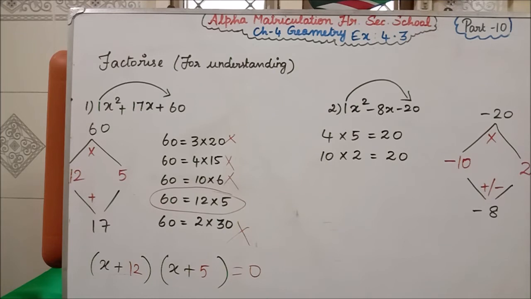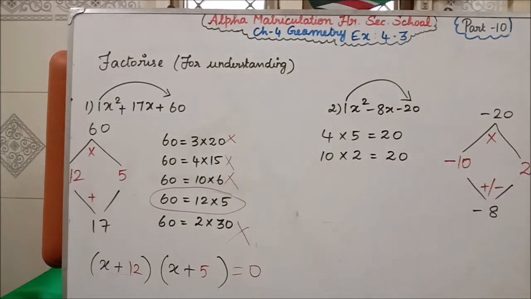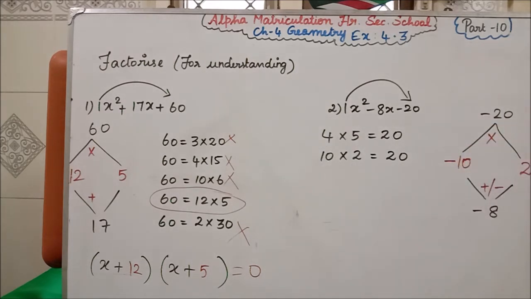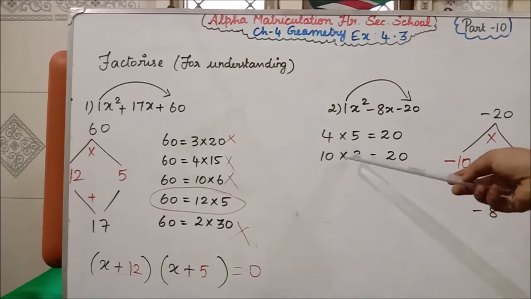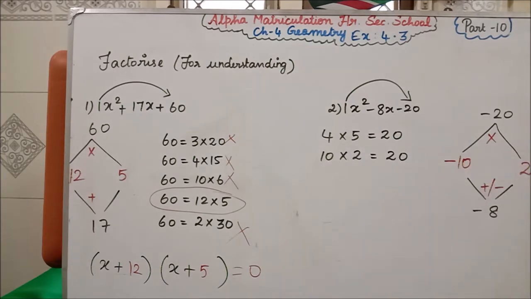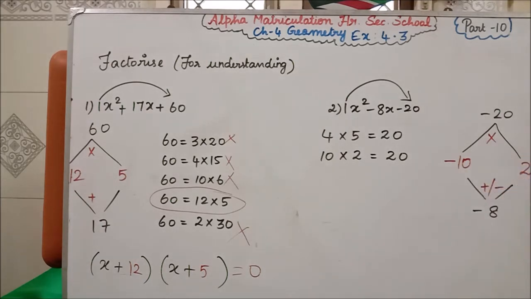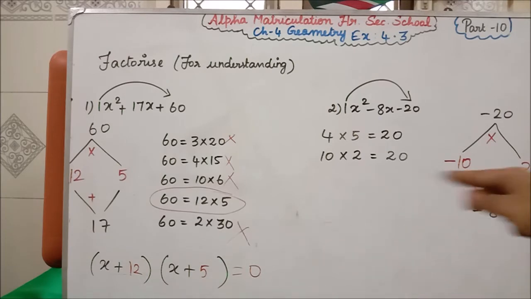Clear? Now 4 into 5 is 20. Whether 4 plus 5 will get 8? No. Whether 4 minus 5 will I get 8? No. Then 10 into 2 is 20. 10 plus 2 will I get 8? No. Then you have to think, 10 minus 2 will you get 8? Yes. So in this question, we have to apply subtraction.